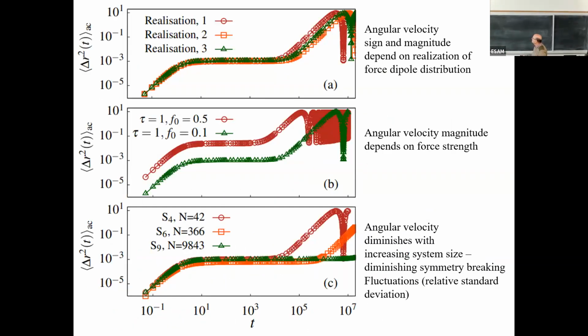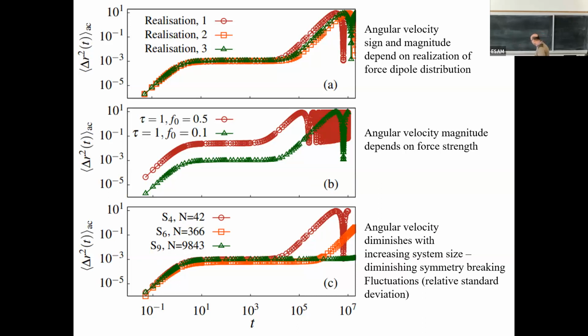Okay, so for example, here you can see that angular velocity, sign and magnitude, depend on the realization of the force dipole distribution. So it's not the same. These oscillations in MSD come from this rotation. It depends, of course, on force strength, and angular velocity diminishes with increasing system size, which is diminishing symmetry breaking of standard deviation.